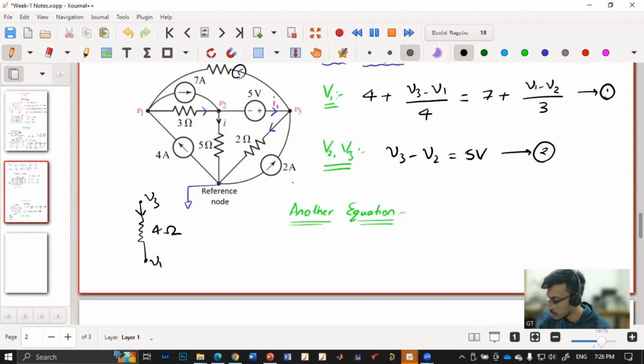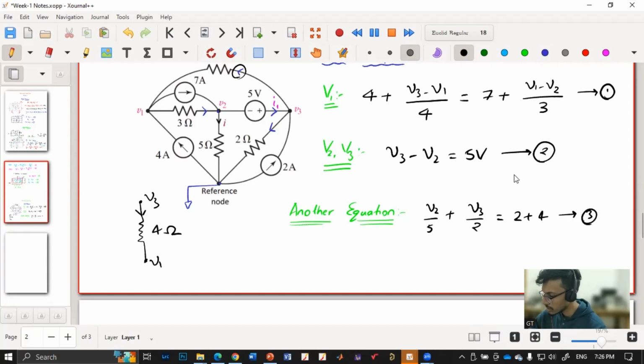I1 is entering. V2 by 5, yes. V3 by 2 equals 2 plus 4. Yes. So now I have 3 equations, 3 unknowns.